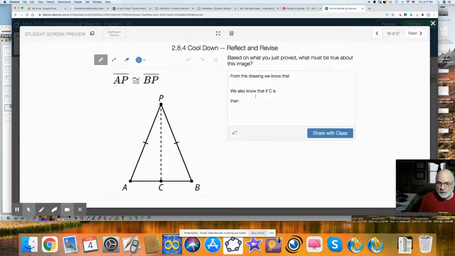And here we have the cool down. Based on what we see, what do you notice about this image? First of all, what must be true is PA must be equal to PB. This must be isosceles. We know that P must be on the perpendicular bisector of the triangle. If PC is a perpendicular bisector, that means that it's perpendicular. It cuts this into two congruent segments, and it cuts this angle into two congruent parts. So it depends on where I put C. If I put C as the bisector of this segment, we know it's also got to be perpendicular and it has to bisect this angle.